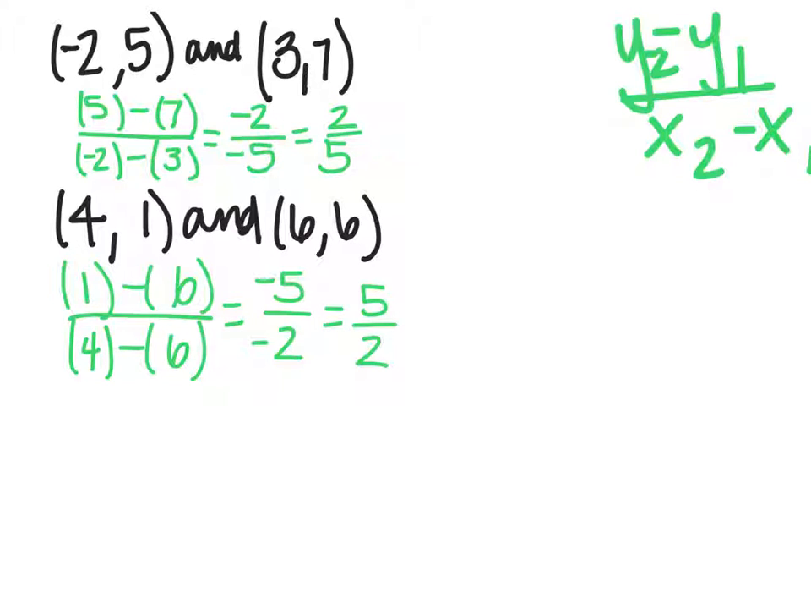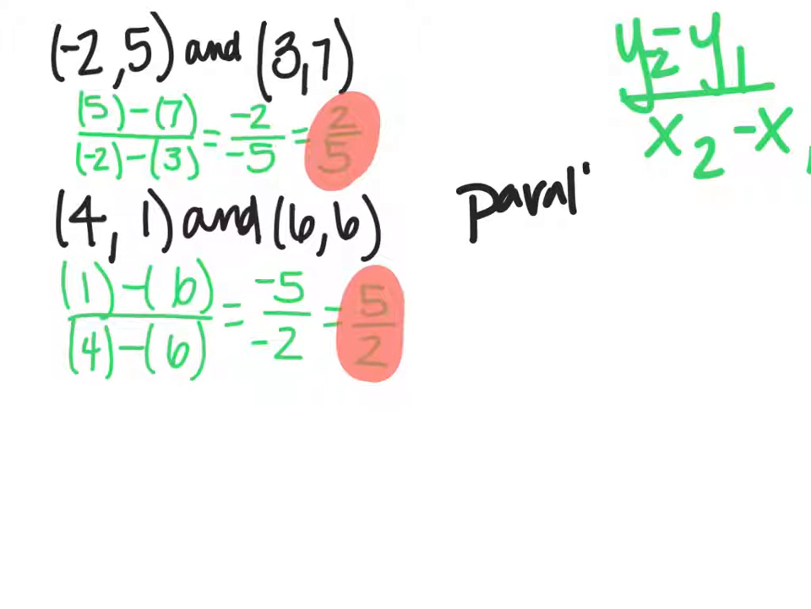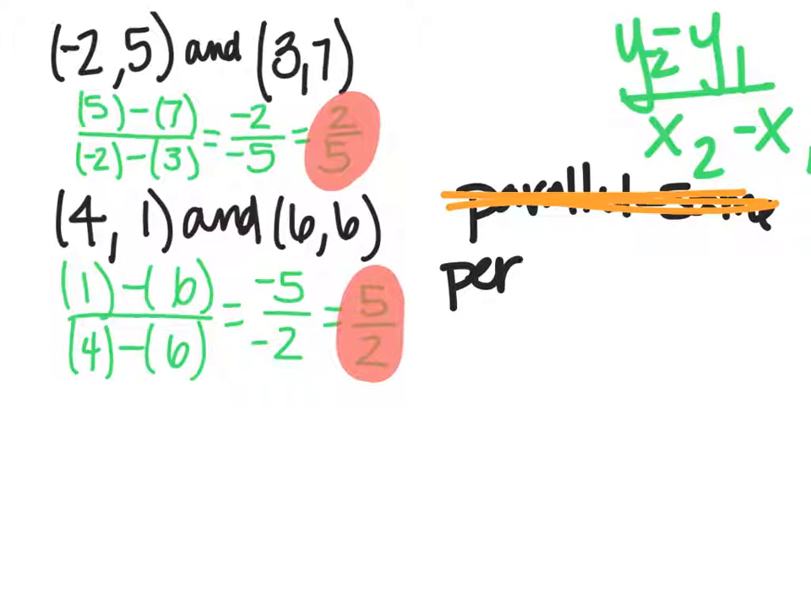So these two lines produce two slopes. One produced a slope of 2 over 5. One produced a slope of 5 over 2. In order for them to be parallel, they must be the same. Well, if you look at the slopes, one's 2 over 5, the other's 5 over 2. So that option is out. We can eliminate that. In order for them to be perpendicular, they must be flipped and switched.